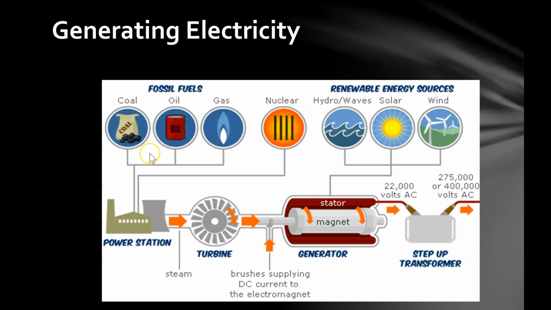So there are different types of sources of energy, but they all have this in common: there's a power station in which, for coal, oil, and gas, water is heated, and the steam that is created causes this turbine to turn, and eventually this causes the generator to allow the kinetic energy to be converted into electrical energy. So that's what we're going to be looking at today.